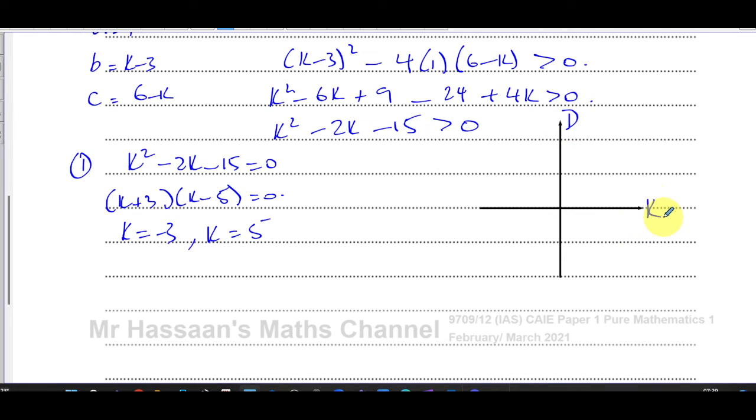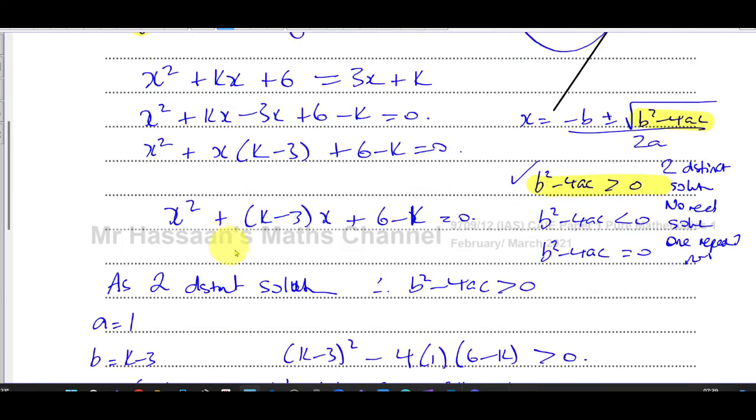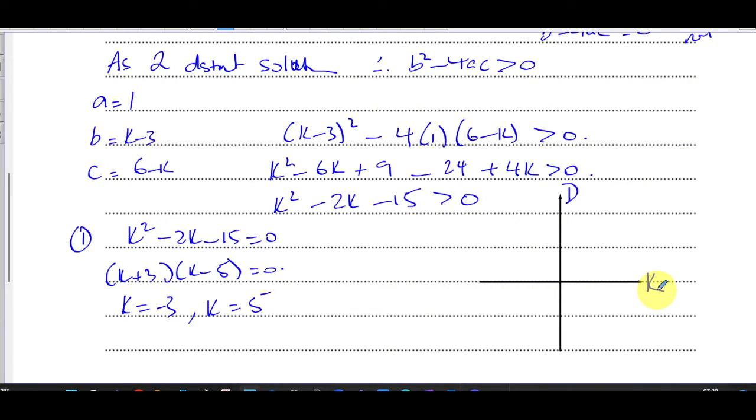This represents k. Now, remember, this is not drawing any function. It's making a sketch of what is happening to the discriminant. This equation here represents the discriminant. We want to find when the discriminant has a value which is positive, which is on this part. So if we were to sketch this equation which represents the discriminant, k squared minus 2k minus 15, it's going to cross the k-axis at -3 and 5.